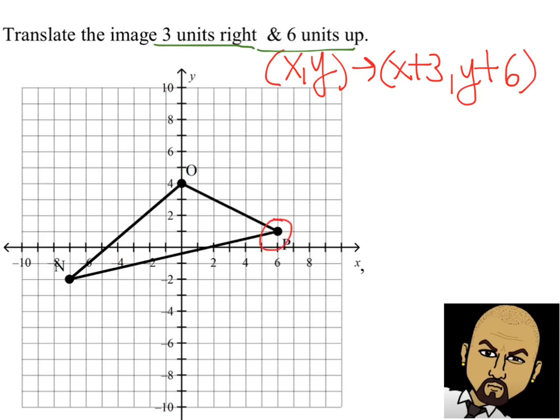Okay, so let's go ahead and start with vertex P. We're going to go 3 units right and 6 units up. And since that's a translation of vertex P, we're going to label it P prime.